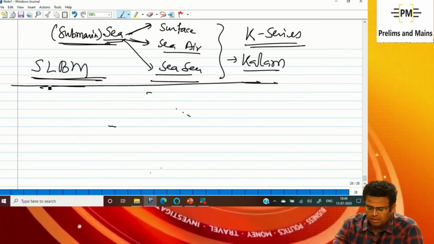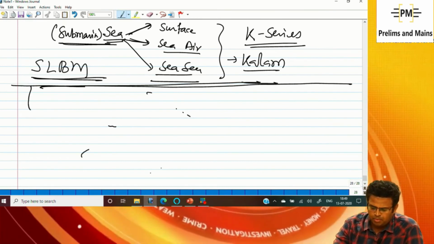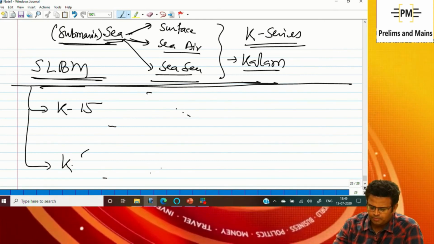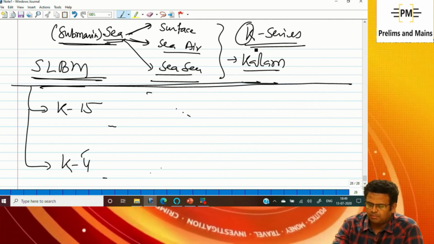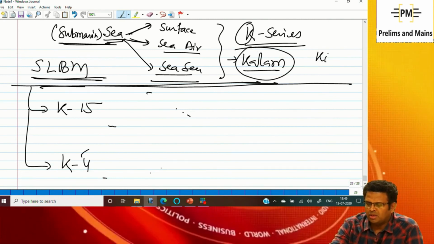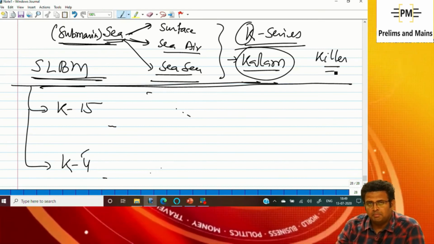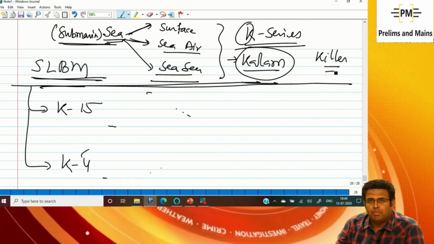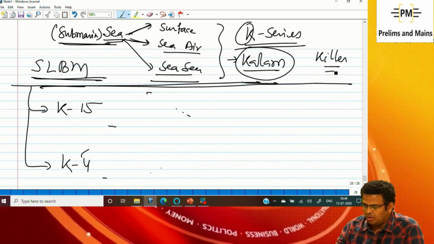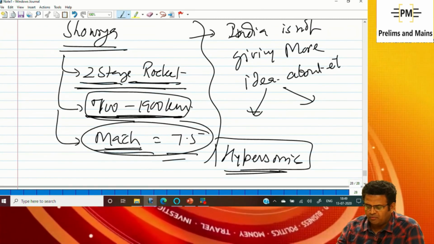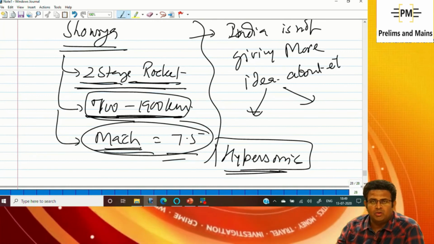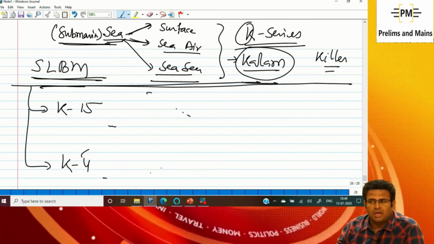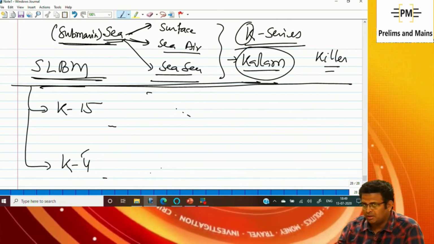So, I said that the more important ones are K15 and K4. K series means Kalam, and sometimes it is also known as the Killer series, Kalam. Clear? Submarine launched. Perhaps it is also not clear, because I did not discuss too much about it. Most probably it will carry the nuclear warhead, like Agni can carry, Surya can carry, Saurya can also carry.